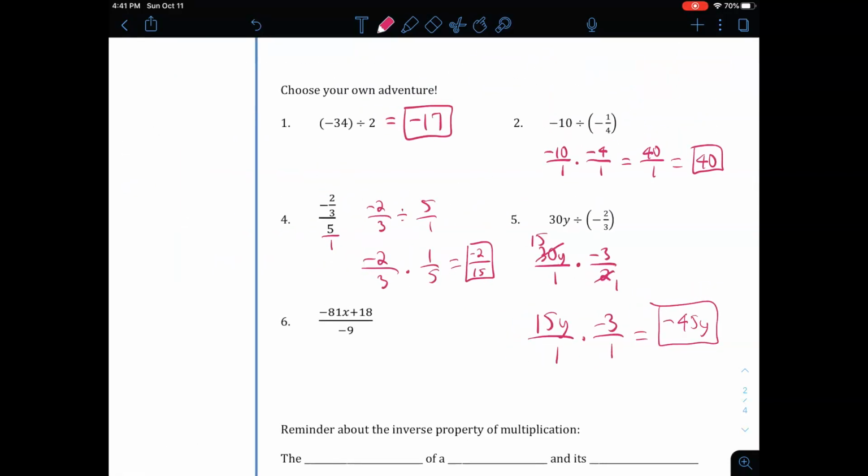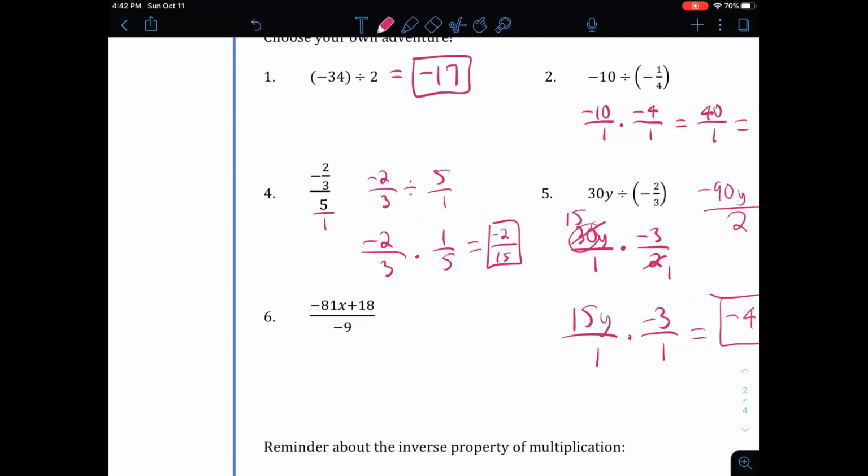Okay? But you also could have just multiplied straight across. You would have gotten negative 90y over 2 if you just multiplied 30 times negative 3 and 1 times 2, which would also reduce to negative 45y if you did that right. Okay? So you don't have to reduce or cancel, but it does help with some of the bigger numbers when you're trying to do mental math and stuff.